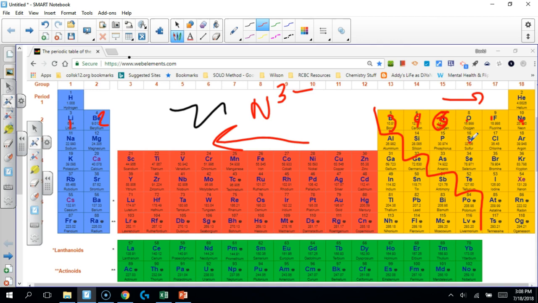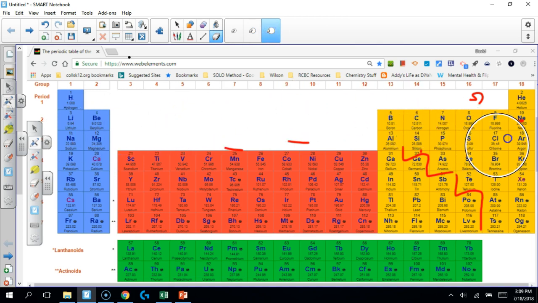Sulfur, same thing. It wants to look like argon. It has 6 valence electrons: 1, 2, 3, 4, 5, 6. So it's going to gain 2 more electrons. So sulfur forms a 2- ion. And so like this, we can predict the charges of the elements on the periodic table.